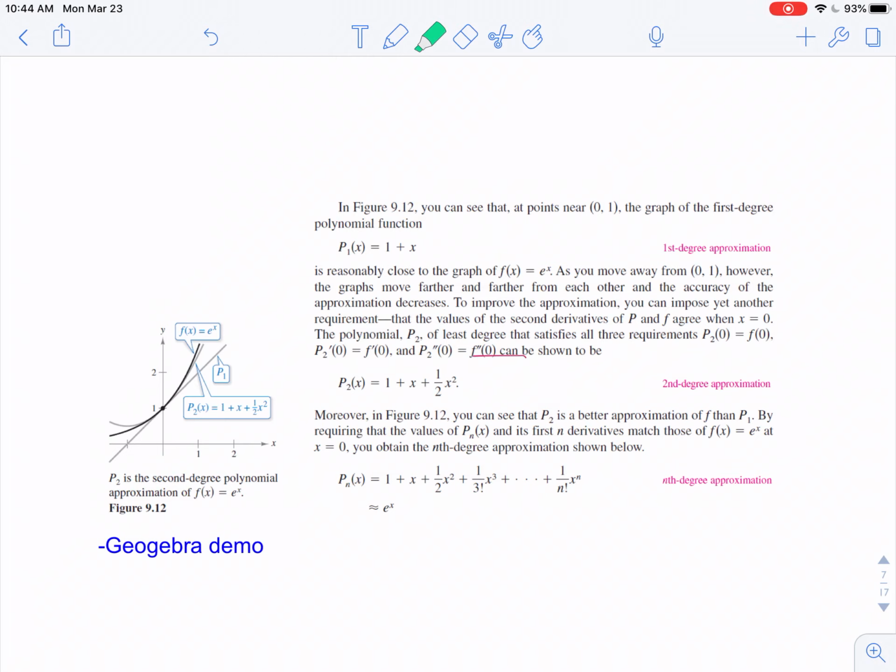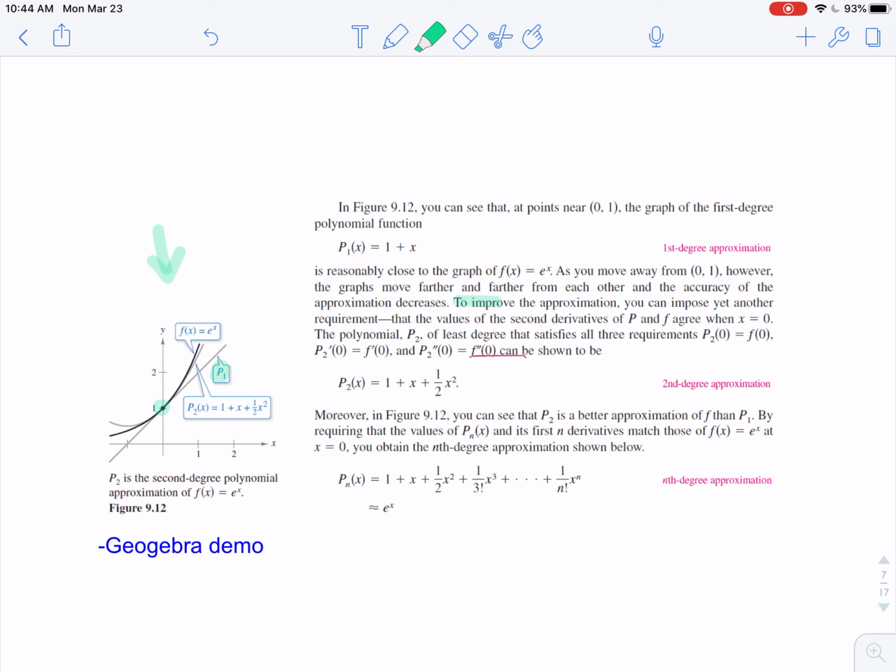Okay, so just to recap our previous video, here is the actual graph that we were talking about. You can see, if I look at the curve e to the x, which is the dark line, and I look at the tangent line that's labeled P1 here, they do act like each other really close to that center point, the point 0, 1. But the further you move away, the worse approximation it is.